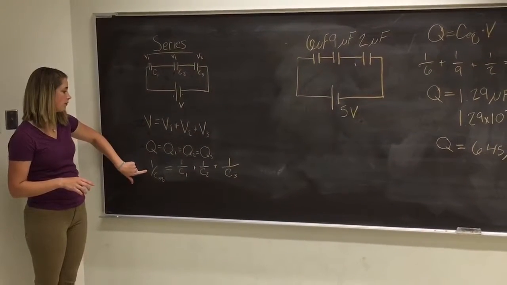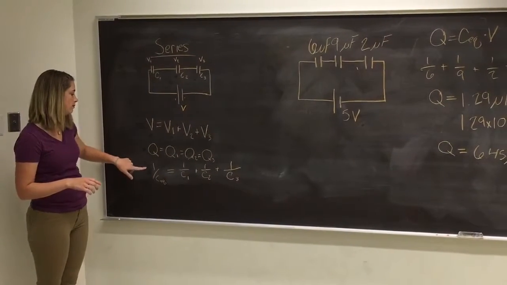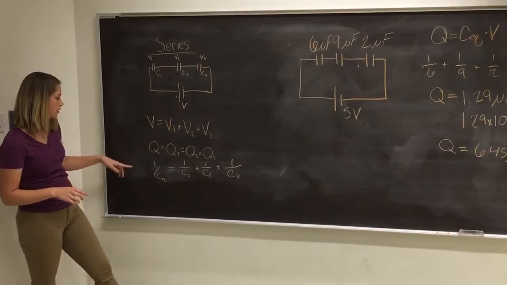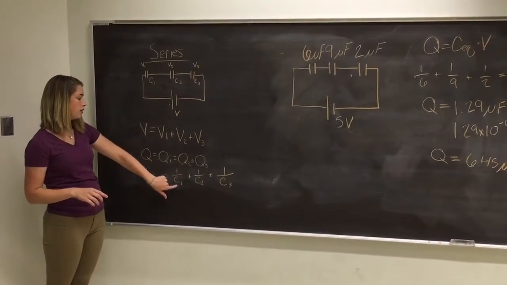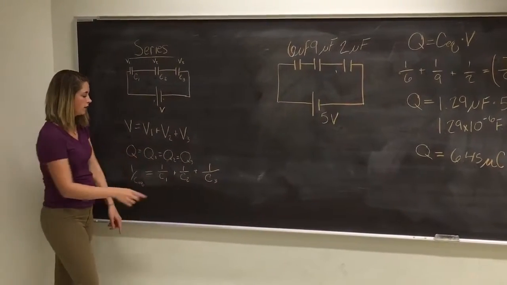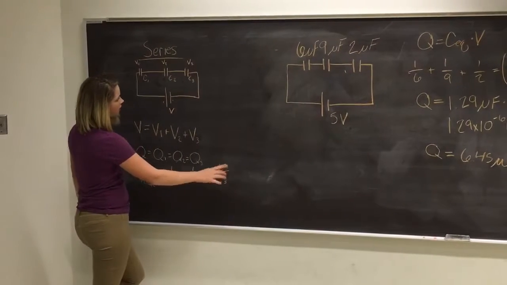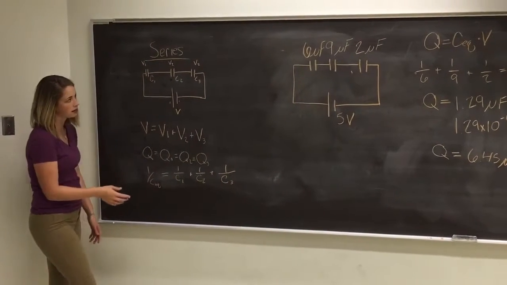For the capacitance, you have to take the inverse. So you have to take 1 over C1 plus 1 over C2 plus 1 over C3. And then you take the inverse again to get the final capacitance.